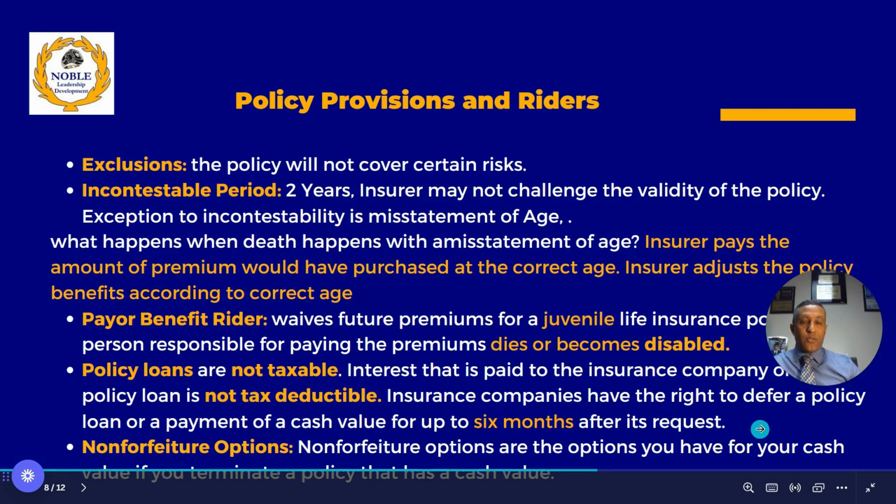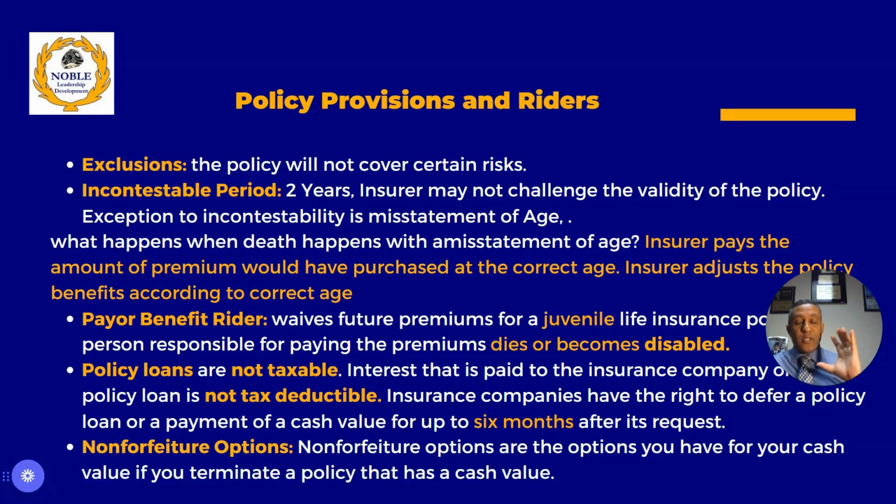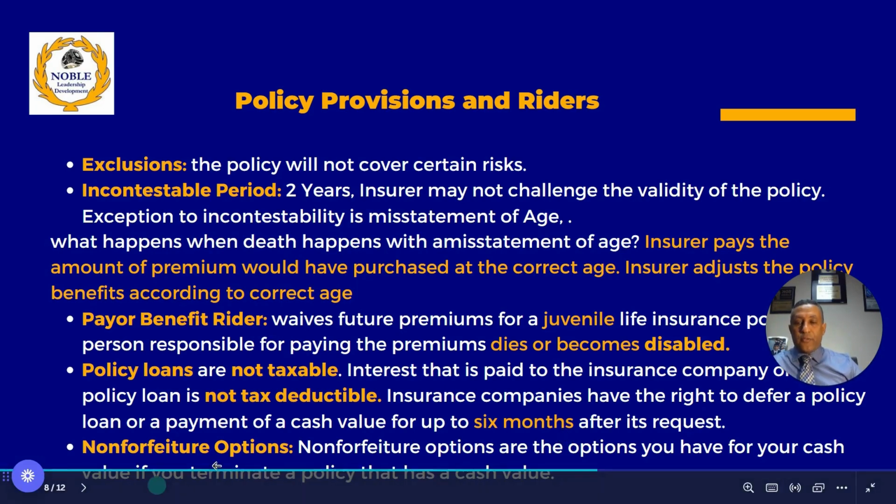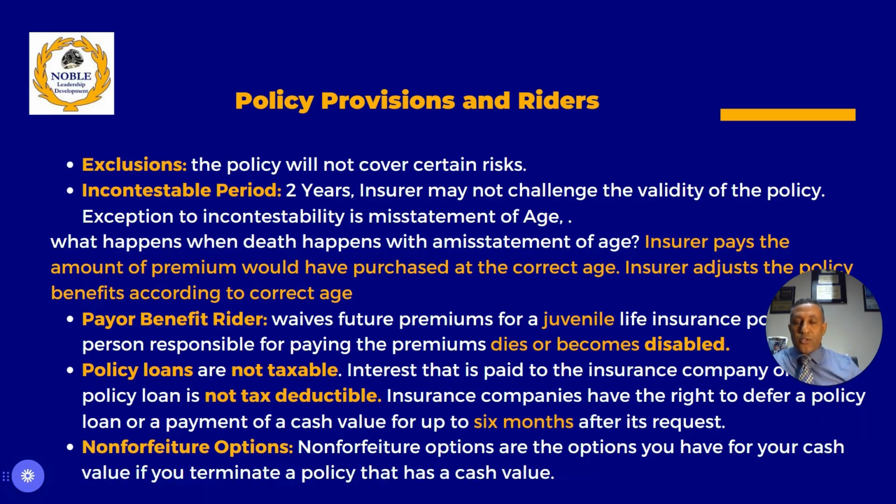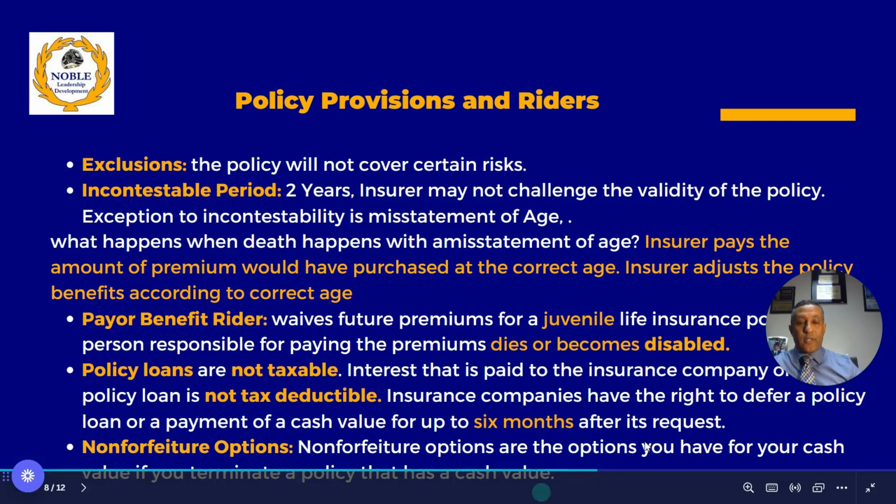Insurance companies have the right to defer a policy loan or a payment of a cash value for 6 months. So these are some of the numbers that you need to remember. 6 months, the insurance company can delay the payment of a cash value or a loan. Non-forfeiture options are options you have for your cash value if you terminate the policy. You're not forfeiting the policy, so you can take the cash value out as well.